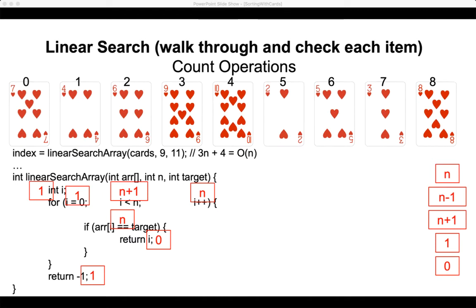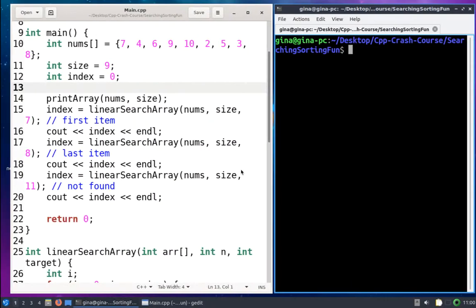Hi everyone. In another video, I walked through linear search and counted every single one of the operations it performs for its best case scenario and for its worst case scenario. Here's just what this looked like for the worst case scenario, which was we were searching through these 9 cards in an array and we were looking for 11. And as you can see, 11 isn't actually a card in this array, right?